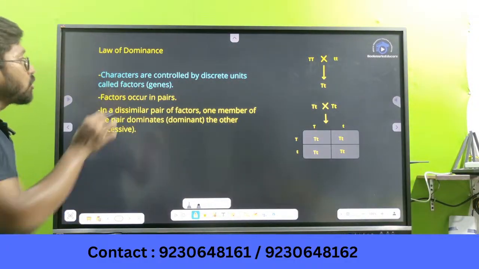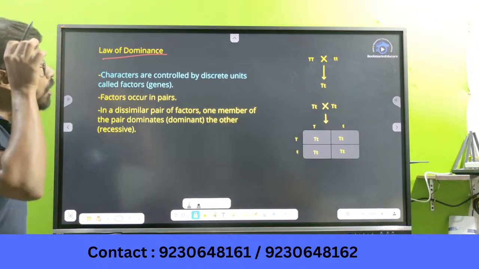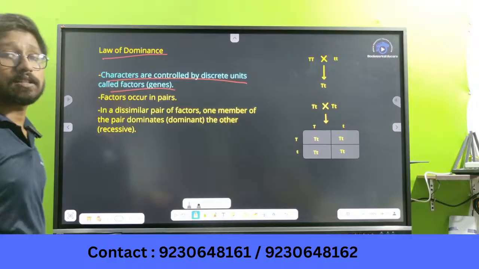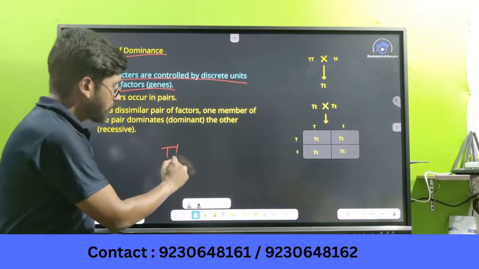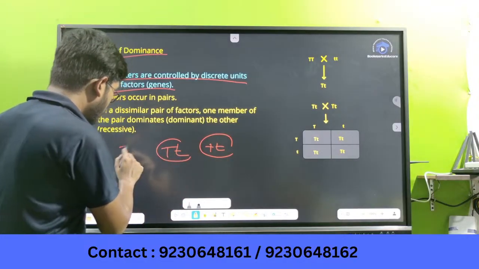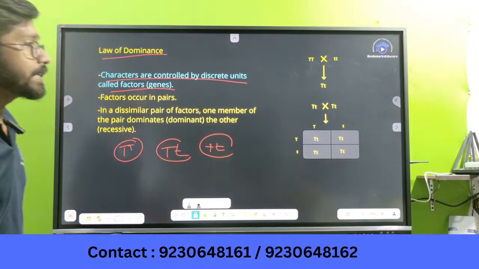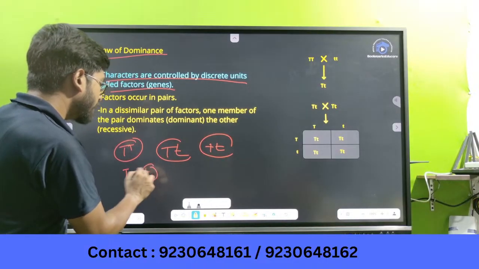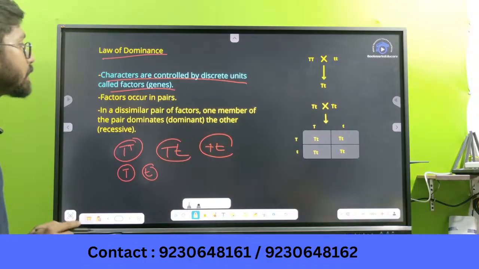Now we will see Mendel's law of dominance. The law of dominance says all characters are controlled by discrete units called factors or genes, as in TT, Tt. Again, these are factors that are determining the trait itself. Small t, capital T. Only these two matter for his height.